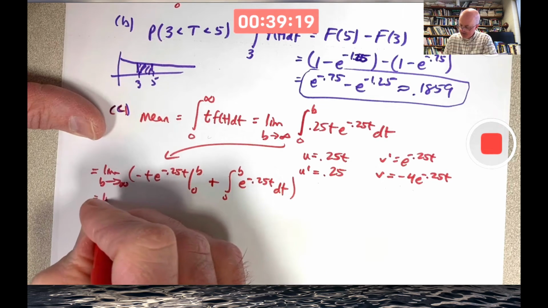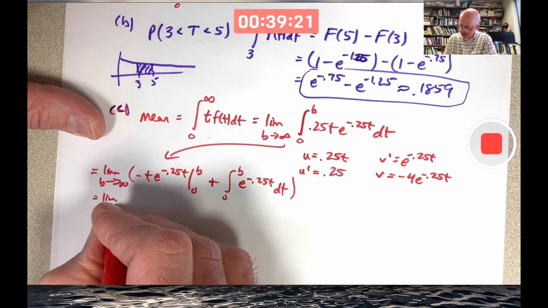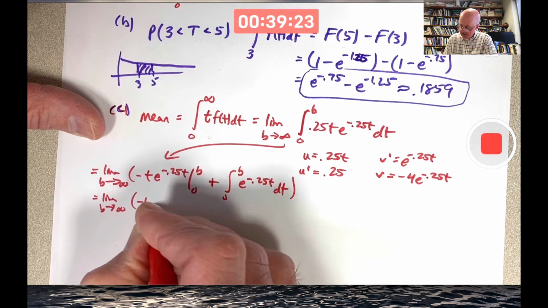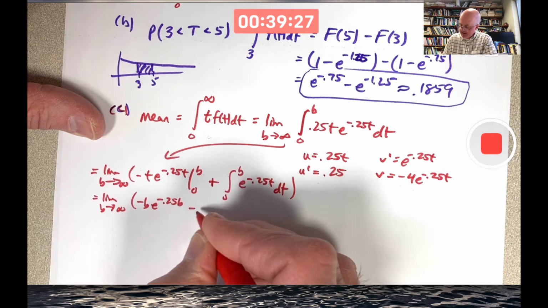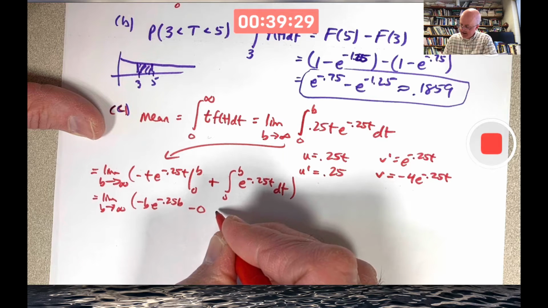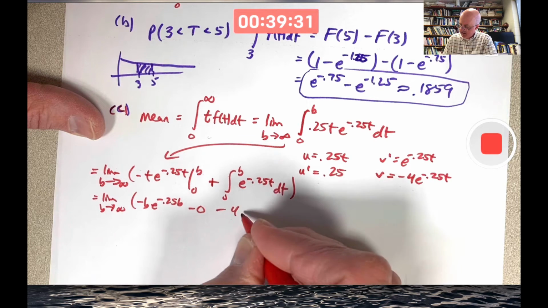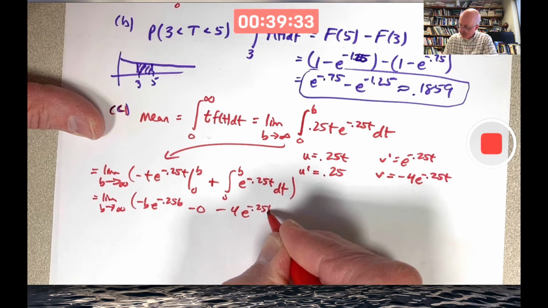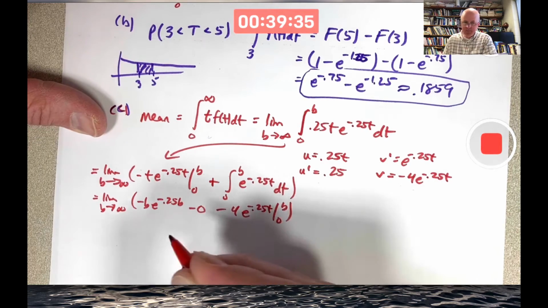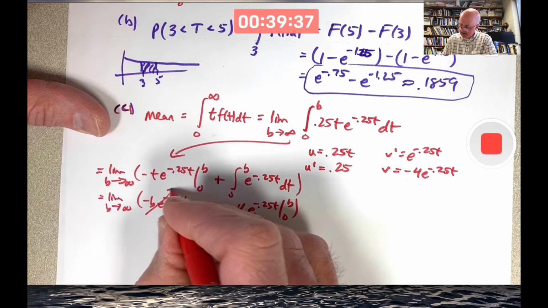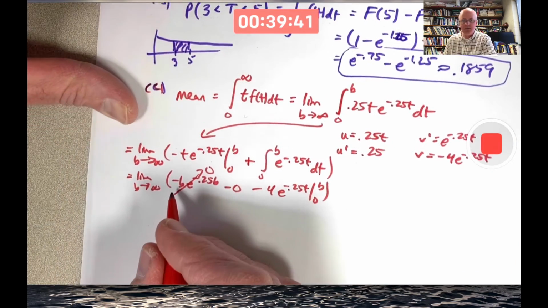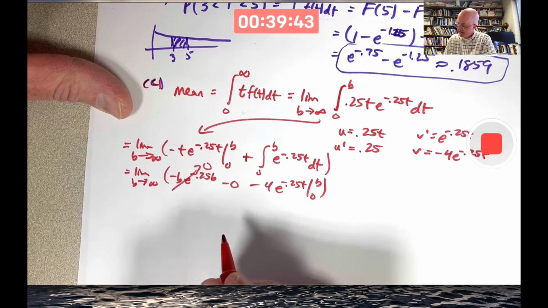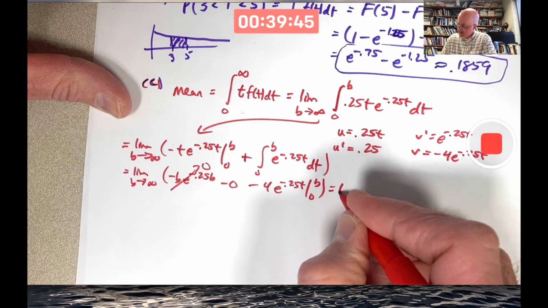Plug in, let's be careful, plug in the b and the 0. We'll get negative b e to the negative 0.25b minus, plug in 0, you get 0. And then with this integral, you'll get a negative 4 e to the negative 0.25t going from 0 to b. This limit is going to be 0. L'Hopital's rule can be used to confirm that. We got a linear growth times an exponential decay. That's just something to know.